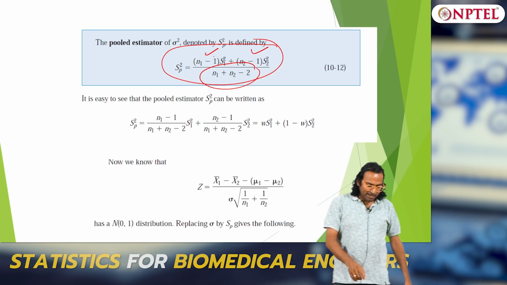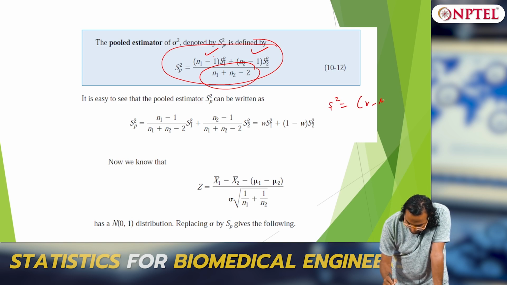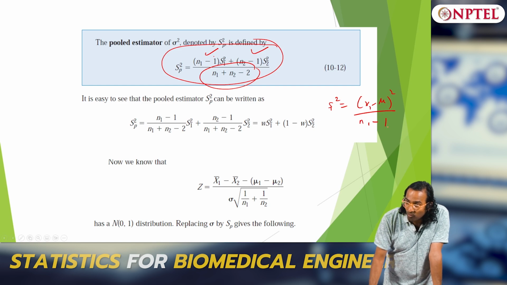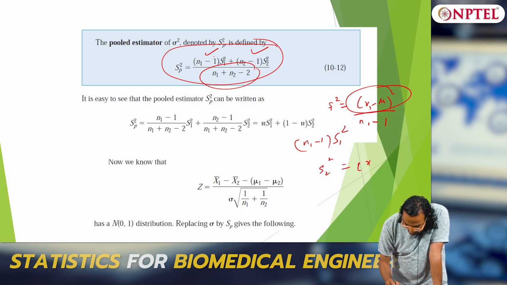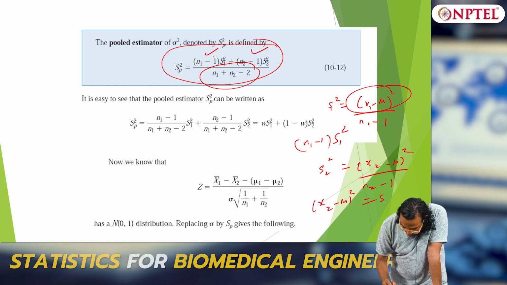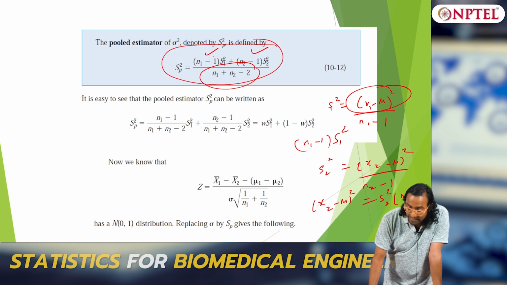So typically you have s1 squared equals the sum of x1 minus mu the whole squared, divided by n1 minus 1. The total variability is what? n1 minus 1 into s1 squared, and similarly the total variability in the second population is the sum of x2 minus mu the whole squared, divided by n2 minus 1. So the sum of x2 minus mu the whole squared is what? s2 squared into n2 minus 1, and now the total degrees of freedom is what? n1 plus n2 minus 1.